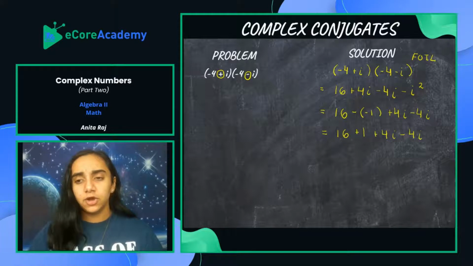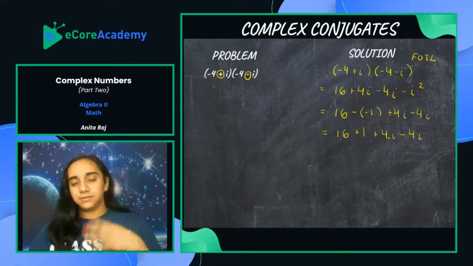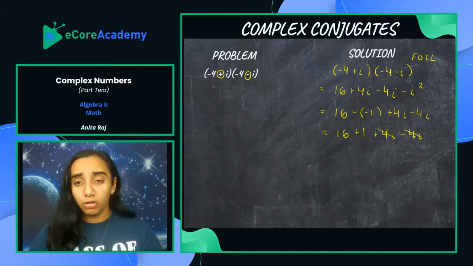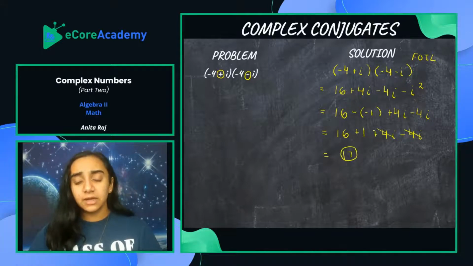And I don't know if you all noticed, but here we have plus 4i, so we're adding 4i. We have minus 4i, so we're subtracting 4i. So technically, these cancel out. So we don't have an i term at all anymore. And we just rewrite this 16 plus 1. That's all that's left. We get 17. That is our answer. So that is how you get that answer.